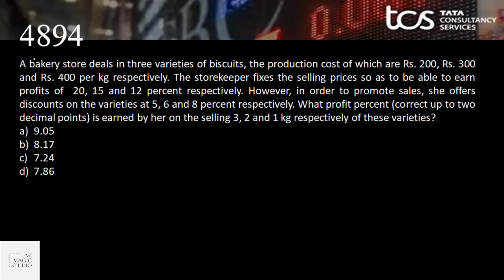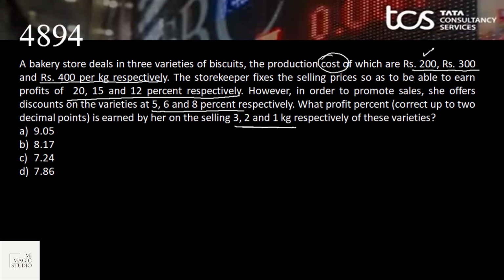Let's see what it is. A bakery store deals in 3 varieties of biscuits, the production cost of which are 200, 300 and 400 per kg respectively, production cost or cost price. The shopkeeper fixes the selling price so as to be able to earn profits of 20, 15 and 12% respectively. However, in order to promote sales, she offers discounts on the varieties at 5, 6 and 8%. What profit percentage, correct up to 2 decimal points, is earned by her on selling 3, 2 and 1 kg respectively of the 3 varieties?